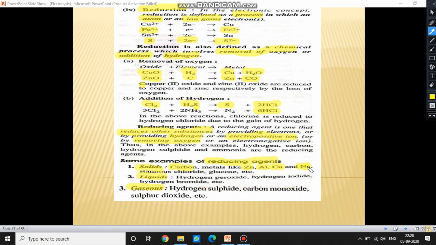Among liquids, hydrogen peroxide, I told you in the previous slide, is a common example. It's a liquid, and you can study it as an oxidizing as well as a reducing agent. In case of gases, it is sulfur dioxide, because sulfur dioxide is a reducing as well as oxidizing agent. So hydrogen peroxide and sulfur dioxide are the common examples which are reducing as well as oxidizing agents.